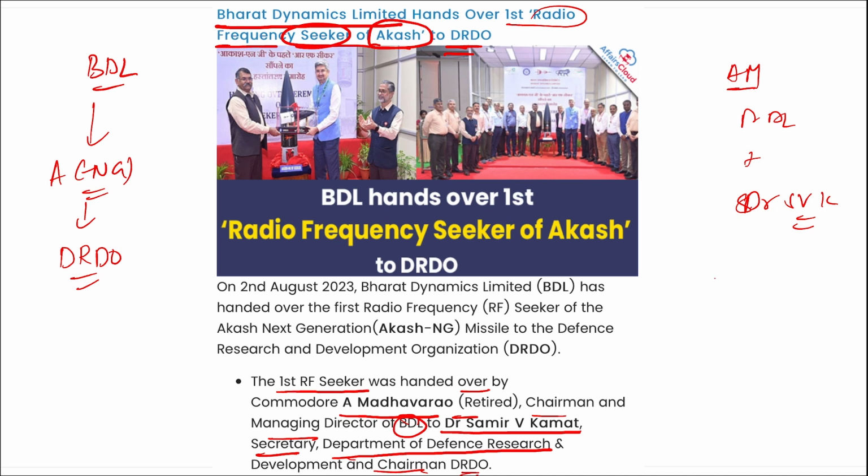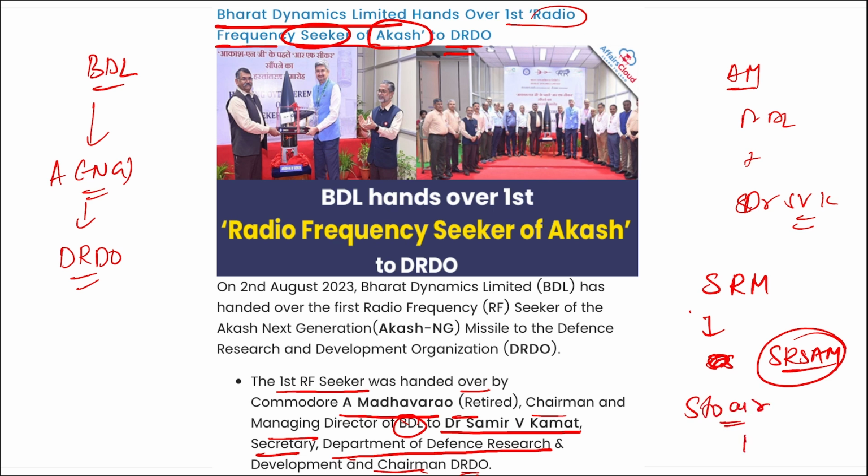Correct? If we talk about this Akash next generation missile, this is a short range mobile surface to air missile, that is SRSAM. Correct? So short range and surface to air. This was developed by DRDO. It has an operation range of 4.5 kilometers to 25 kilometers, and the speed of this Akash new generation missile is 2.5 Mach, that is 2.5 times the speed of sound. Right, so coming back, Bharat Dynamics Limited handed over the first radio frequency seeker of the Akash new generation missile to DRDO.